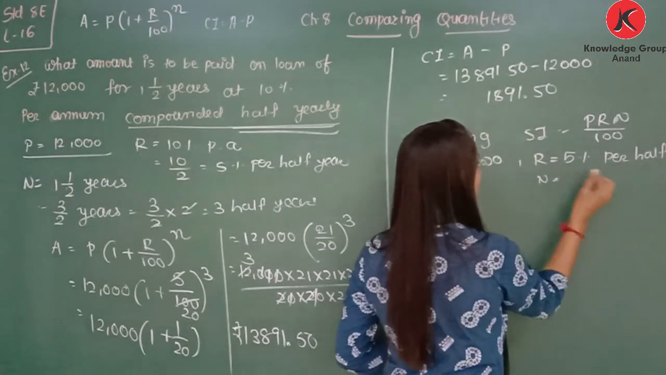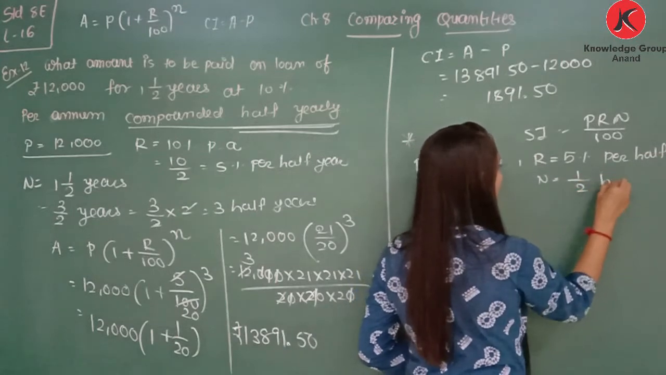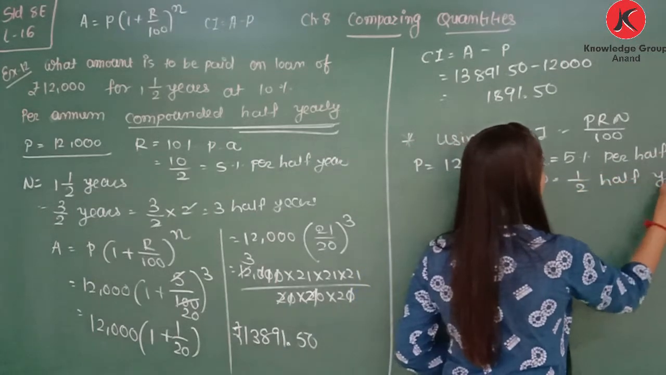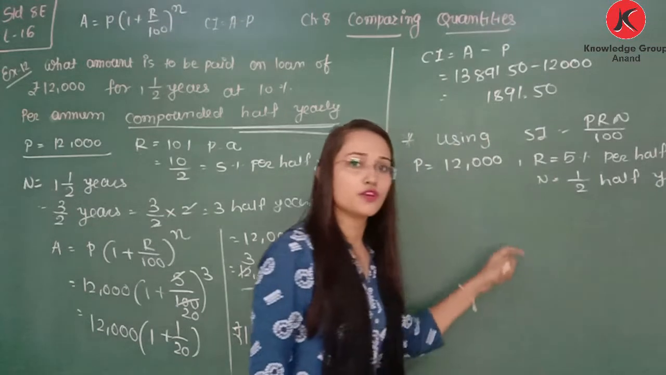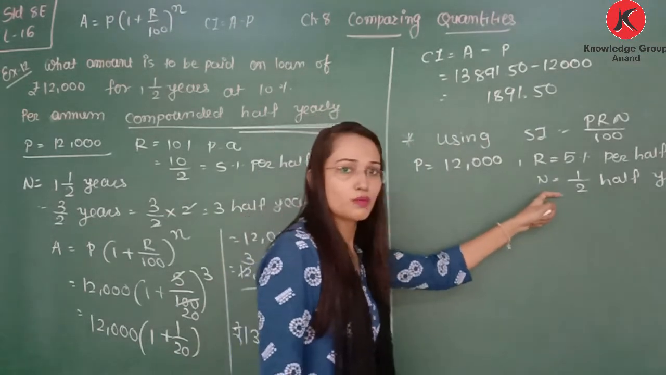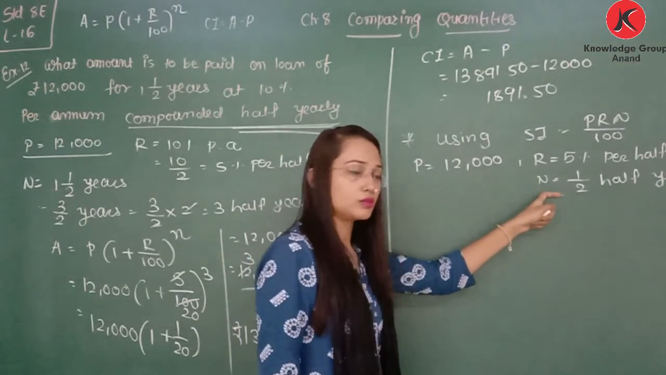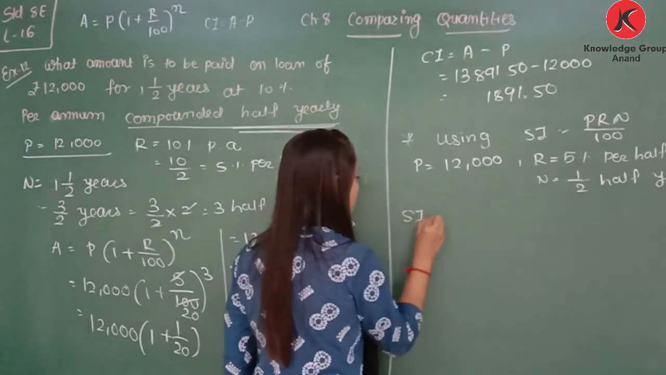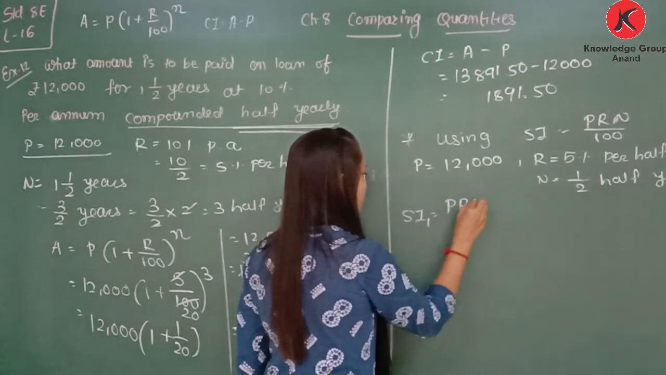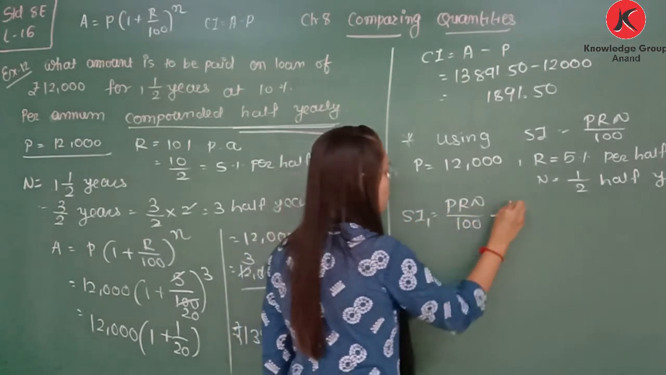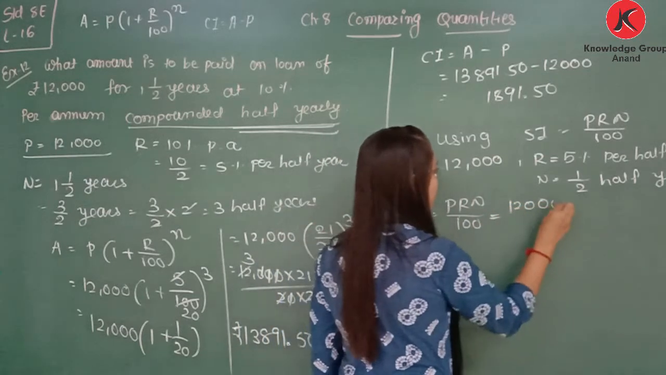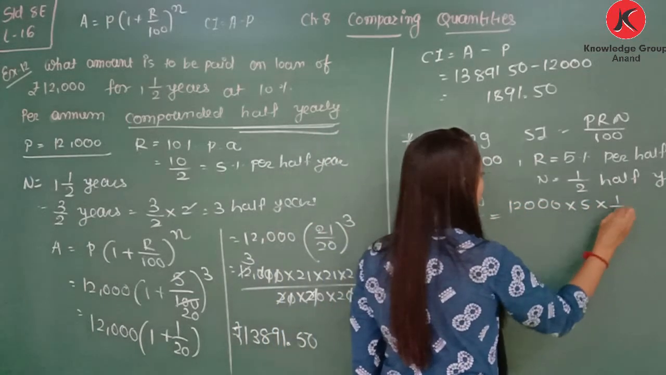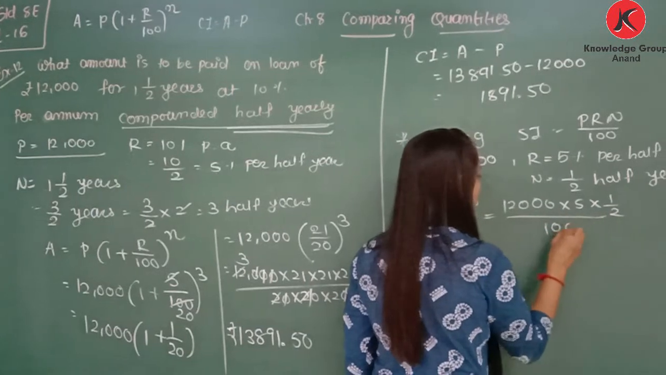And n, we are considering it as a half year. Because first we are finding for 6 months. 6 months means it is for half year. PRN divided by 100, so 12,000 multiplied by 5 multiplied by 1/2 divided by 100.